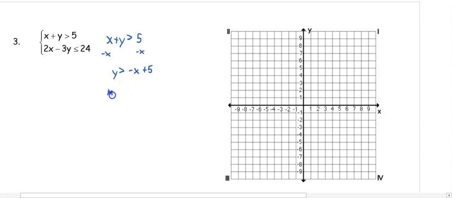With this equation, our slope is the number in front of the x, which is the negative sign, so that would be negative 1/1. Our b value is the number that's by itself, 5. That's our y-intercept, where we're going to start on the y-axis. Because it's a greater than sign, we are going to have a dashed line, and we are going to shade above.